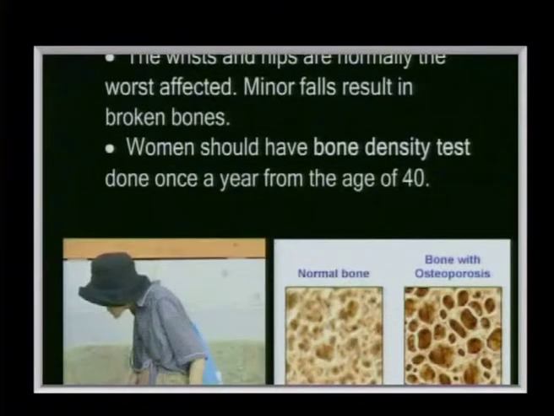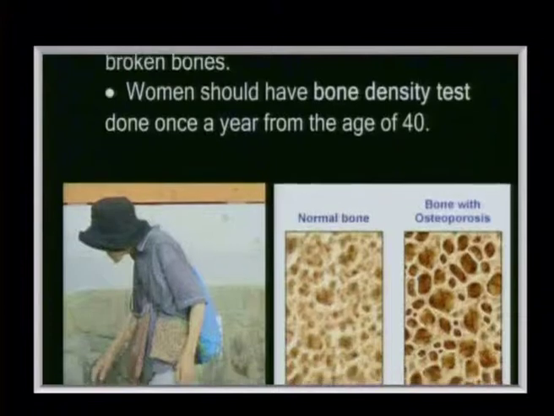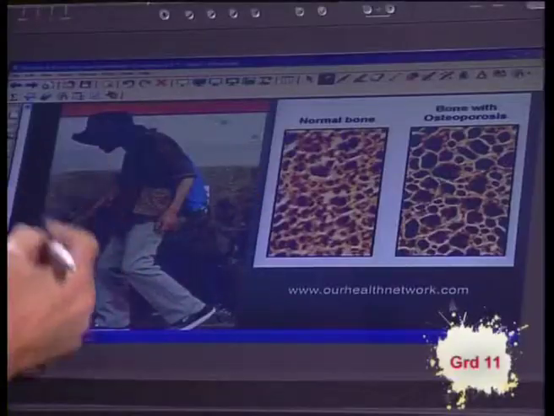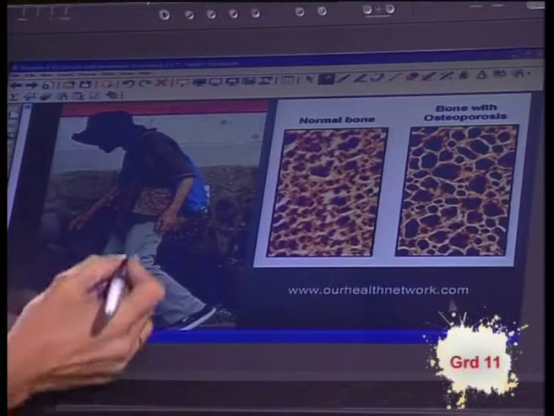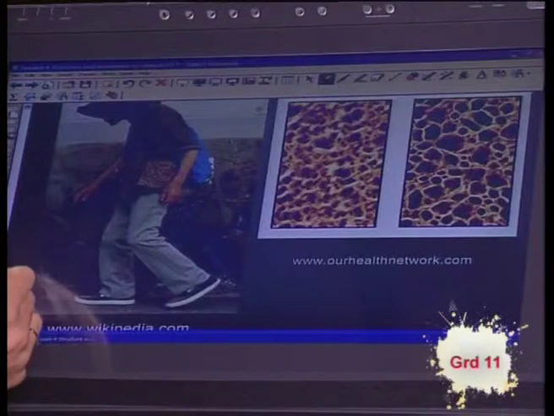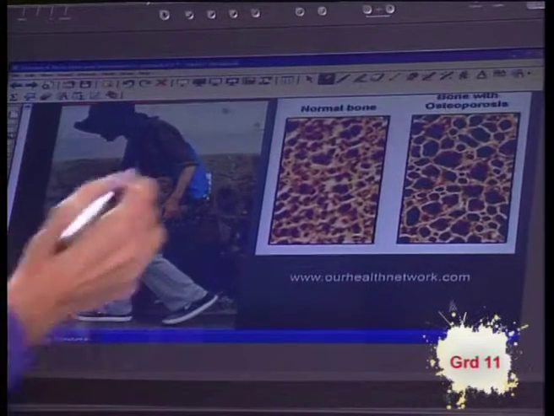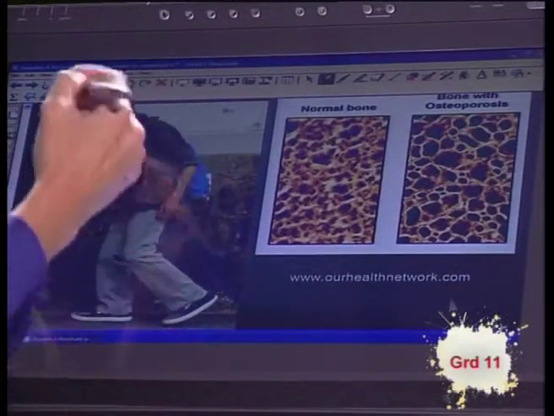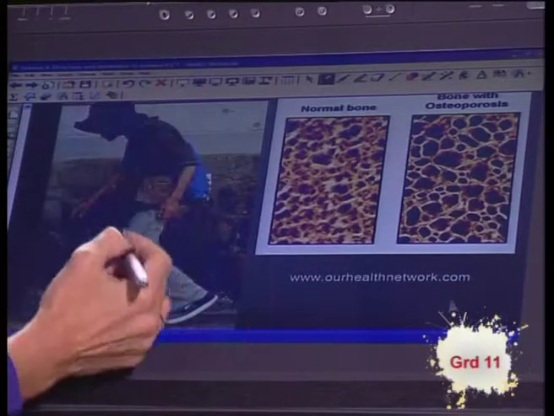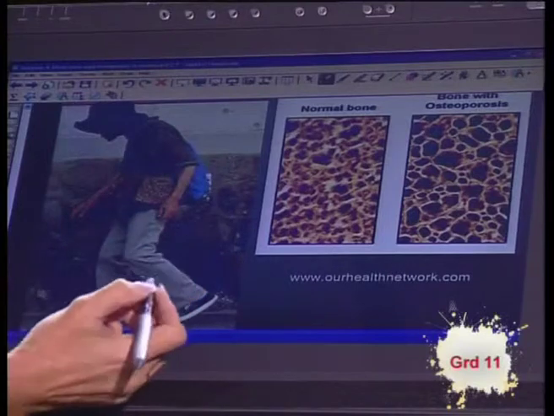Women should have bone density tests done once a year from the age of 40. So they should go for bone density. This here is a picture of a little, in fact, she's not a little old lady, she's actually about 45, 50. I got this from Wikipedia, and she's completely curled over. Her spine and everything has curled over. This is from osteoporosis. It's classic osteoporosis signs.